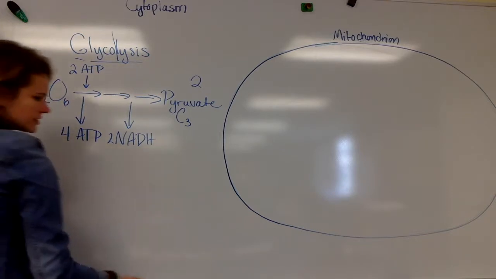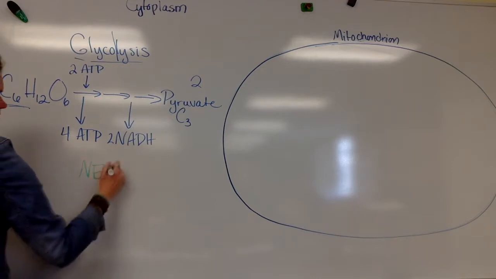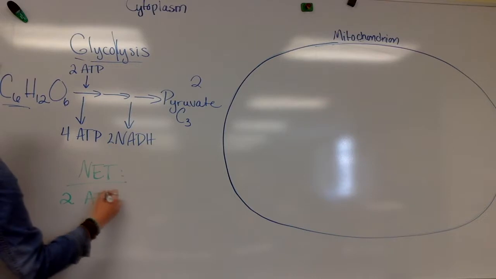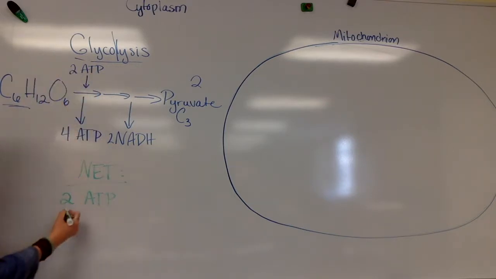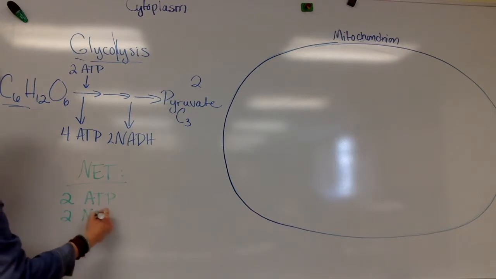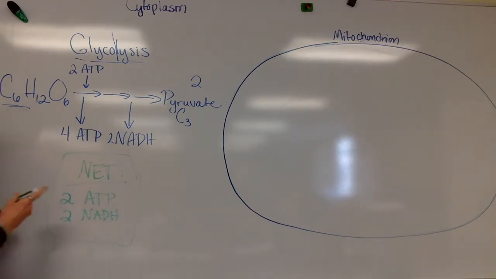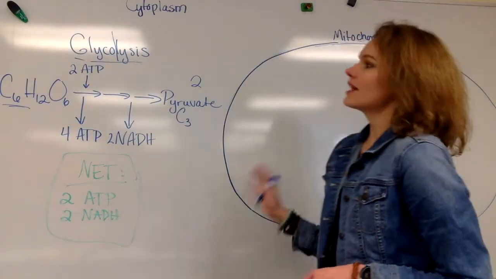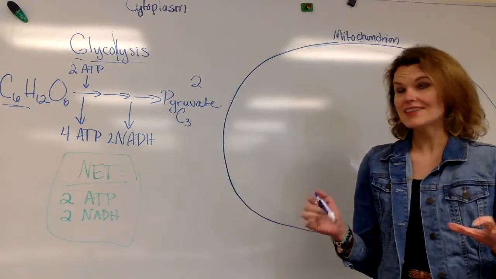Our net totals then for this process are 2 ATP, because there are 4 made, but 2 of them go back into the process to continue it. And we have 2 NADH. So this is our energy net totals for the process of glycolysis. Now glycolysis is going to start us off whether we have oxygen or not.